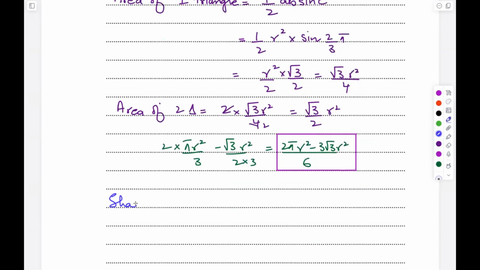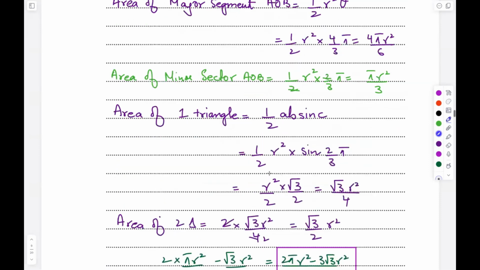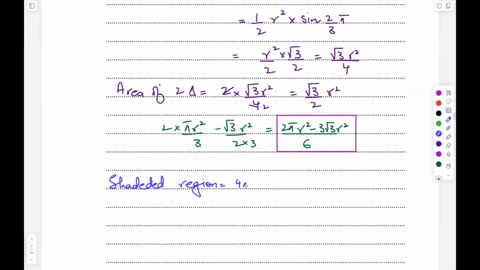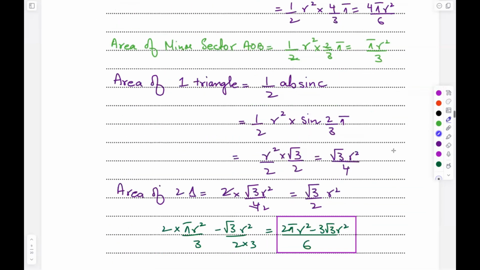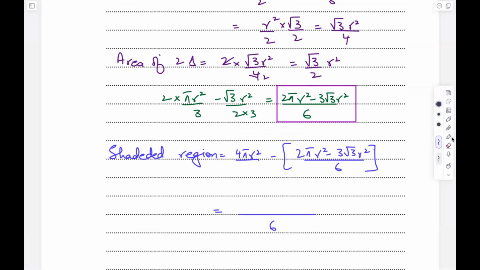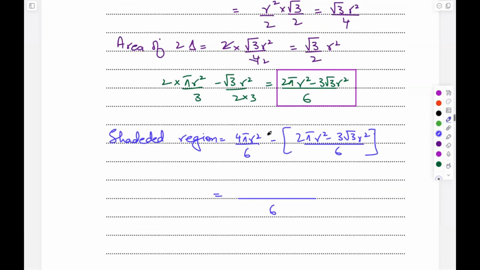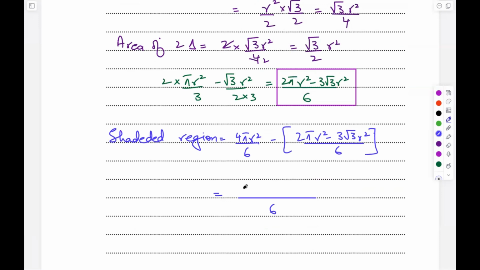So the shaded region will be equal to, so that was 4 pi r squared upon 6. And we'll subtract from it 2 pi r squared minus 3 root 3 r squared upon 6. Taking the LCM over here, the LCM will be 6. And this was 4 pi r squared upon 6 over here. So 4 pi r squared minus 2 pi r squared, so that will become 2 pi r squared, and minus minus will make it a positive, so this will become 3 root 3 r squared.